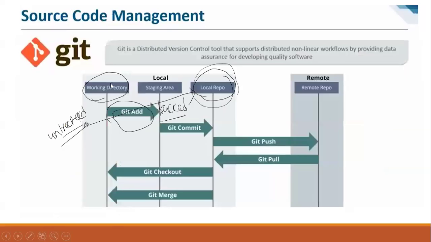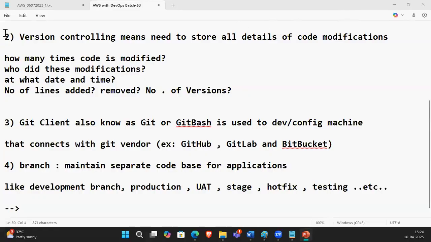So what is Git source code management? Git is a distributed version control tool that supports distributed non-linear workflows by providing data assurance for developing quality software. In the local repository, we can use git add, git commit, git checkout, and git merge. Between the local and remote repository, we can use git push and git pull. For the first time, we use the git clone command. Understood?